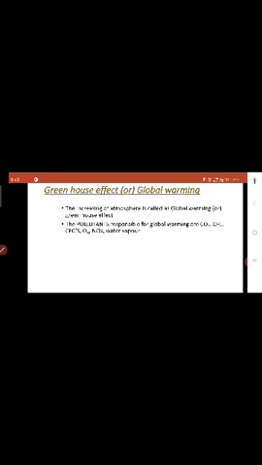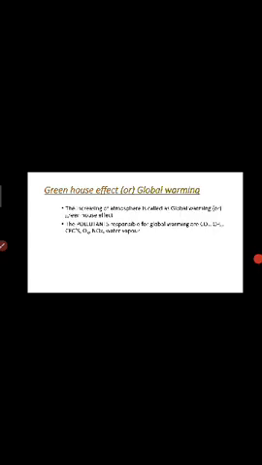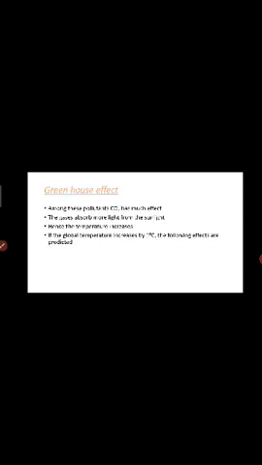Definition: the causes of global warming are carbon dioxide, methane gas, chlorofluorocarbons, ozone, nitrogen oxides, and water vapors. Among these pollutants, carbon dioxide has the greatest effect. The gases absorb more light from the sunlight. Hence, the temperature increases. If the global temperature increases by 1 degree Celsius, the following effects are predicted.